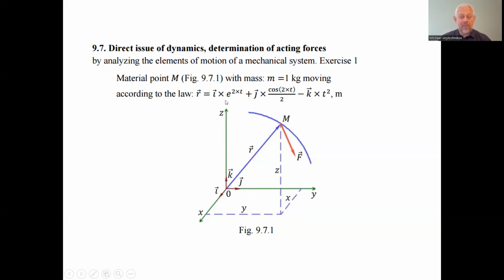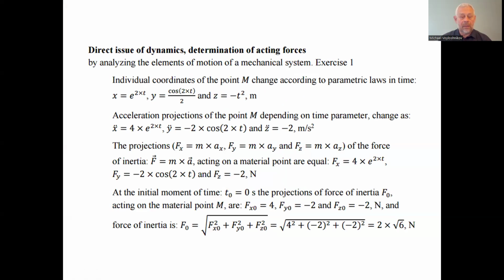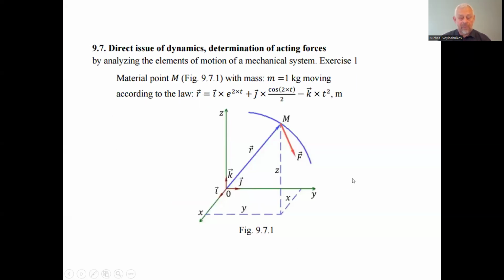The assignment is i multiplied by e to the power 2t, where t is the parameter of the time and e is the Euler constant, plus j, the ordinate axis, multiplied by cosine of 2t divided by 2, where 2t is the argument of the cosine, and minus k, the applicate, multiplied by t squared. The assignment is to find the force acting on the point M at an arbitrary time moment.